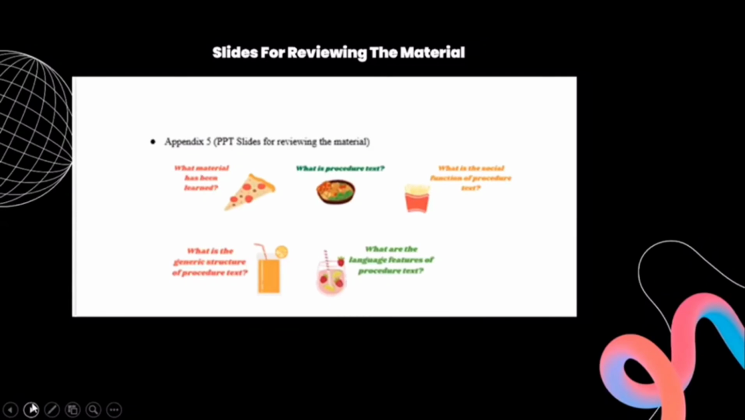Next is the slide we make for the students for reviewing the material. So as you can see here, there are 5 points. The first is what material has been learned, the second, what is procedure text, the third is what is the social function of procedure text, the fourth is what is the general structure of procedure text, and the last one is what are the language features of procedure text.